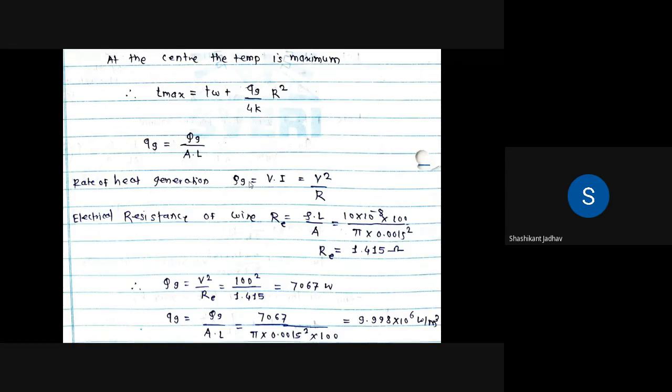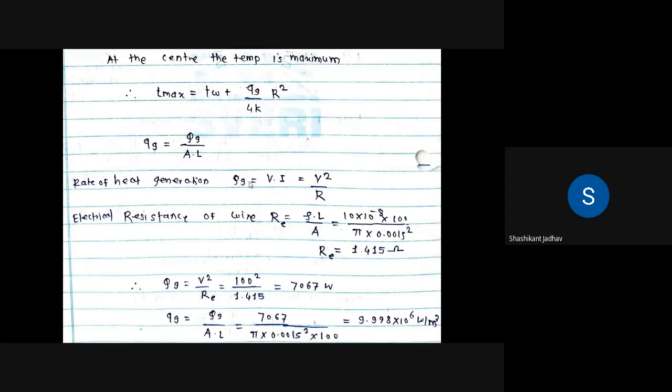Okay, did everyone calculate capital Qg? Capital Qg is equal to V square upon R. So 100 square upon 1.415. Okay, so from that we get the value of capital Qg as 7067 watt. And after that we have to calculate the value of small Qg. So small Qg is nothing but capital Qg divided by A into L. Small Qg is equal to capital Qg divided by A into L.